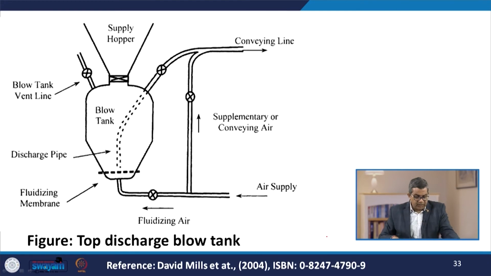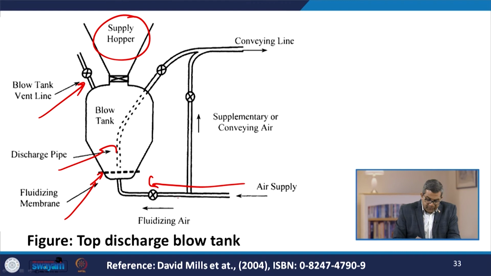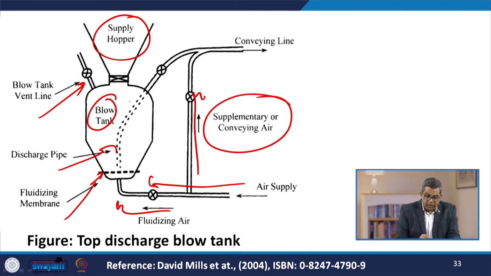Now, here you see the top discharge blow tank. This is the supply hopper as usual. You have this blow tank vent line. Now, this is the discharge pipe and here you see that this is the fluidizing membrane. Air is supplied through this port and that air is the fluidizing air. Sometimes you need supplementary or conveying air to be supplied over here. Now, this is the blow tank and here you find the conveying line.